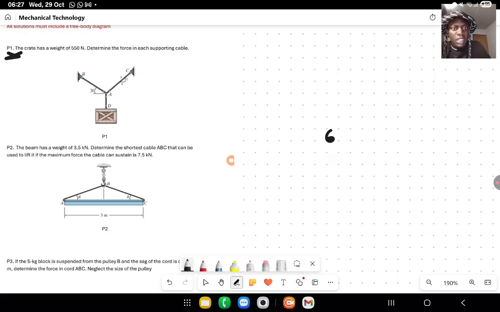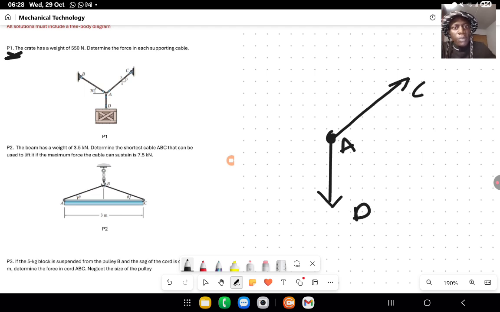The free body diagram is represented by the dot. There is a weight that is going down, which must be perpendicular to this. We also have the force AC. Here is A, here is C, here is D. We also have AB. This is our free body diagram, which means we now know all forces acting on our object.